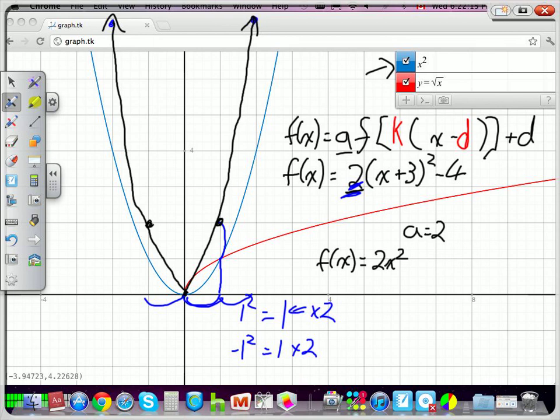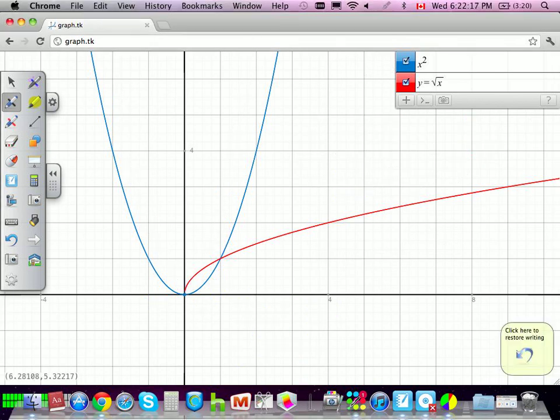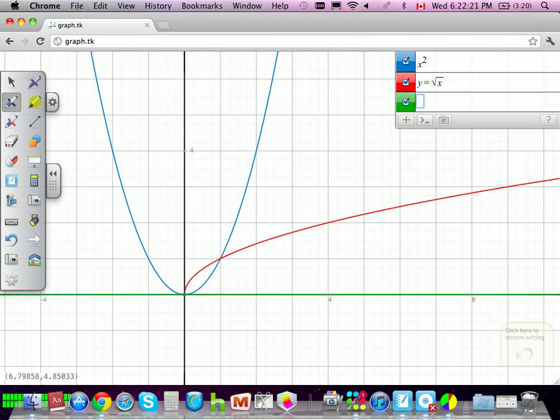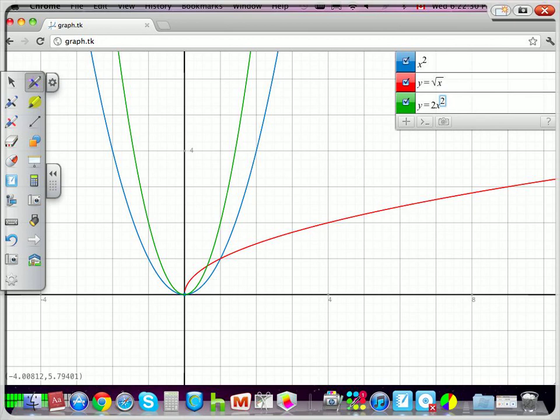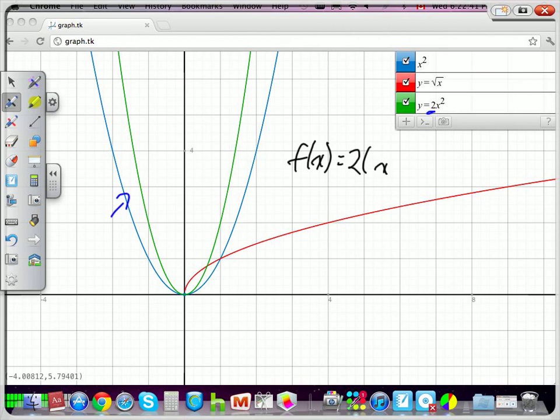What I mean by that is, if the function was f at x is equal to just 2x squared, we'll have a thinner parabola. So I'm actually going to put that up here. The good thing about this program is we have so many different colors. So let's bring that up. Where y is equal to 2x squared. And if you see our green one, like we said, it's been vertically stretched. It's a thinner parabola. And that's when we just had the 2 involved.